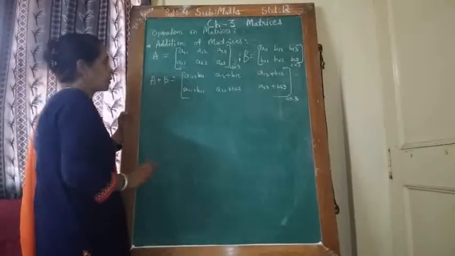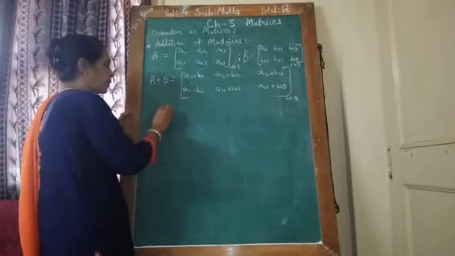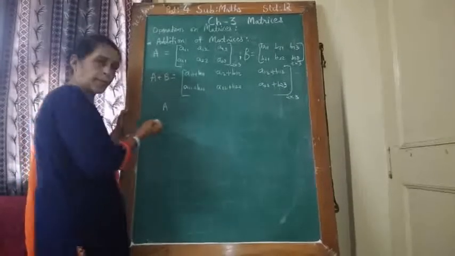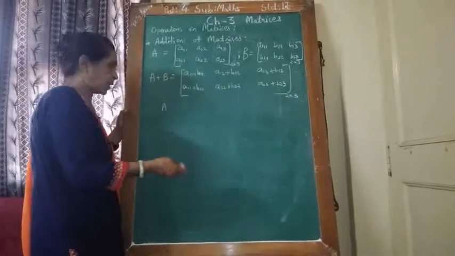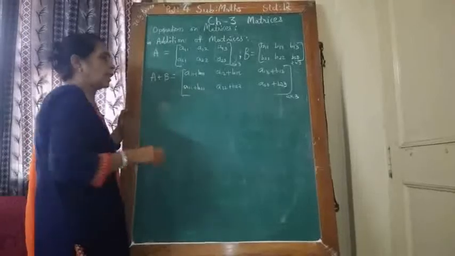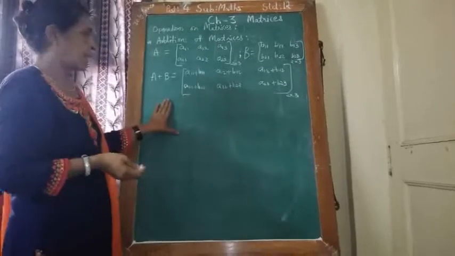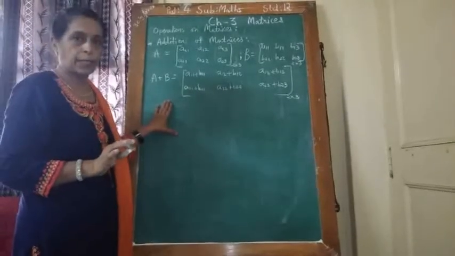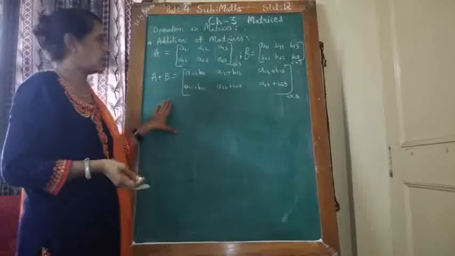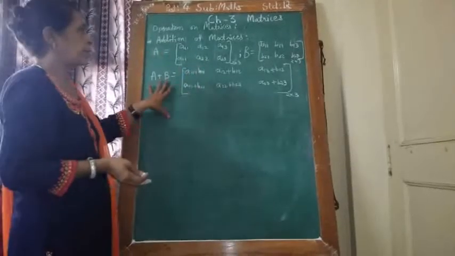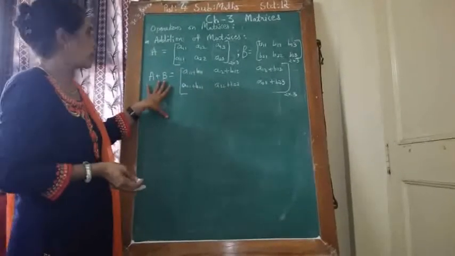So this way I take one example, but it comes in exercise 3.2. We shall do it after that, so you can understand very well. Here I will not take an example. Practical examples we shall do in exercise 3.2. This way you have to do addition of two matrices.